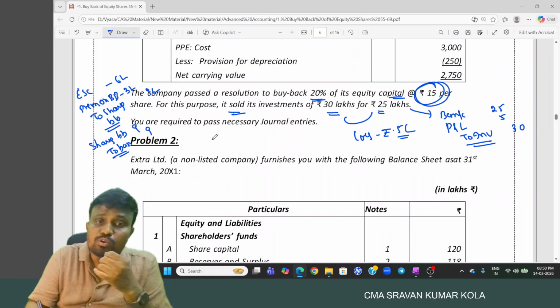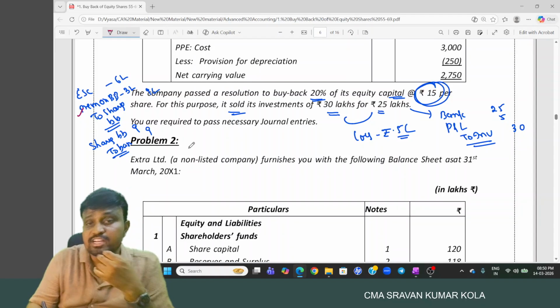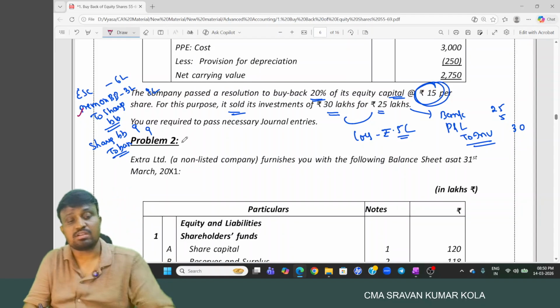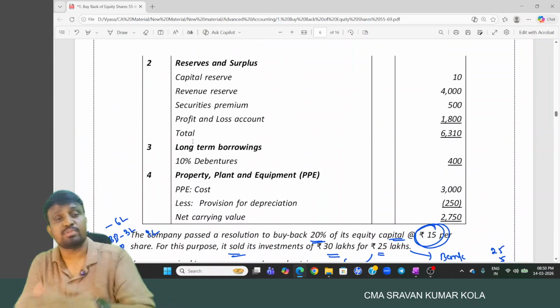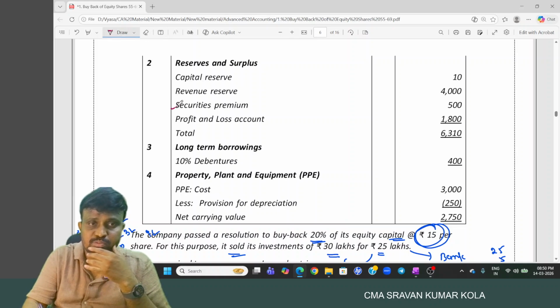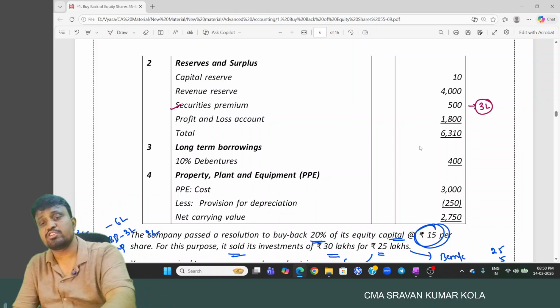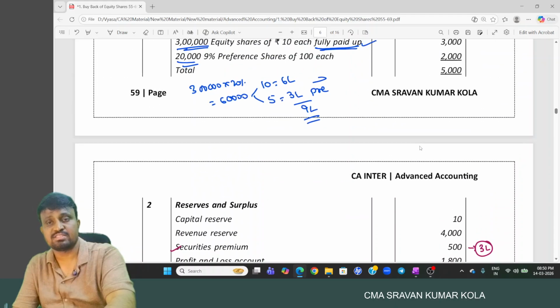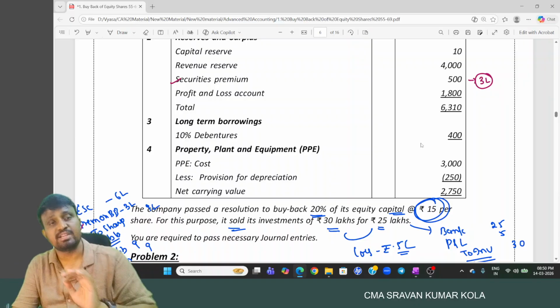Two more entries we have to record here: for writing off the premium on buyback and to create CRR. Premium on buyback is transferred to securities premium. Already we have securities premium of 5 lakhs. So securities premium account debited to premium on buyback, 3 lakhs.